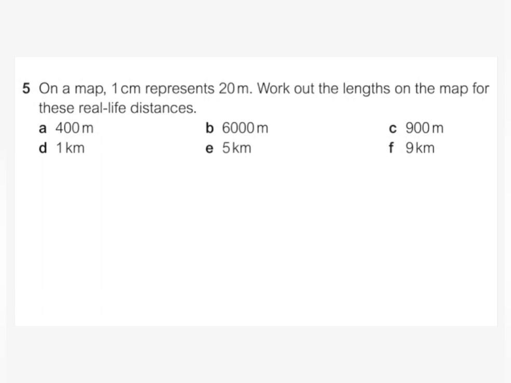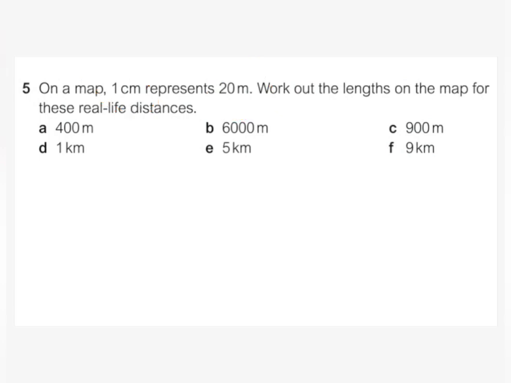Now, as you can see here, if a number on a map represents another number in real life, it means this is a scale. Now, with scales, we can use different units. The units don't have to be the same. For example, if I have a centimeter here, it's okay if I have a meter here. And it's okay if I have a kilometer here.